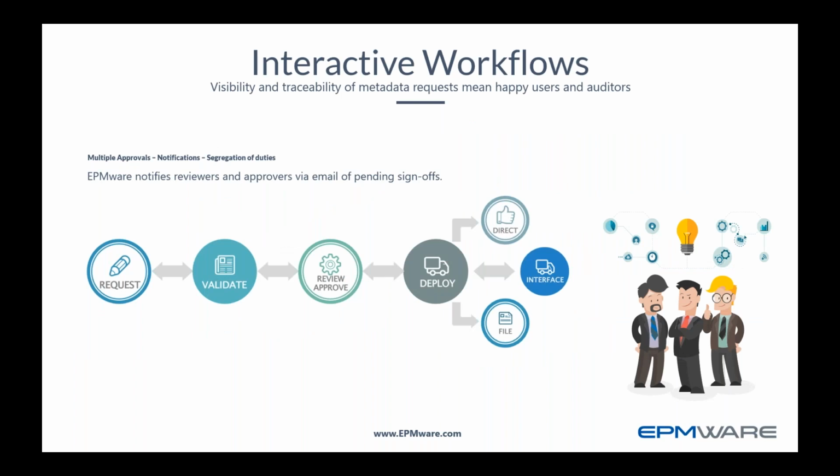As far as the workflows go, workflows are primarily built of validation stages, review and approve stages. You can have any number of these stages available, but you can build validations by dimension, by application. It really is up to the end user to think about how they want to manage this process. And then finally, this gets into a deployment stage where EPMware can deploy this metadata directly out to a direct application that we're interfaced to, an interface table, or even a flat file.